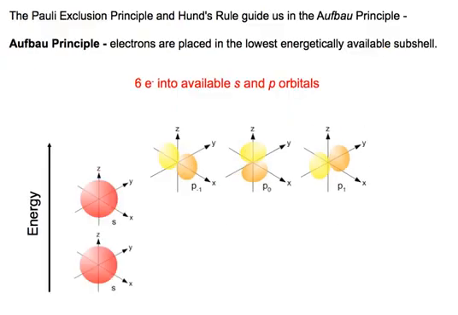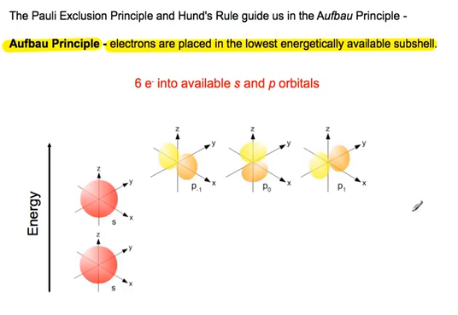That's Hund's rule. Finally, we have what's known as the Aufbau principle. The Aufbau principle is maybe the simplest one, and it's kind of where we start in a way, but electrons are placed in the lowest energetically available subshell. And in showing you this, I'm basically showing you how to do an electron configuration.